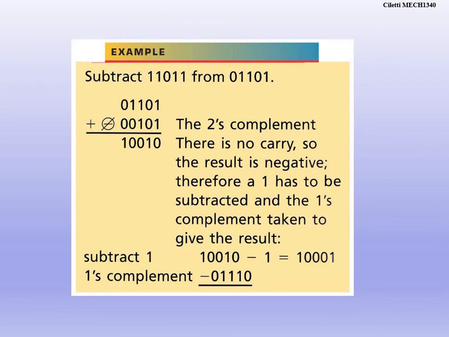Now, if there's no carry on the last step, the result is negative, and therefore we have to subtract out another 1 there by taking the ones complement. Or you can just take the ones complement and add 1 to it and get the same result. So that's the other rule. What you have to do is add 1 back to it when you do that.